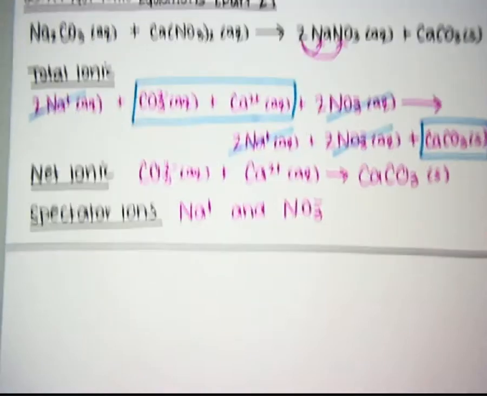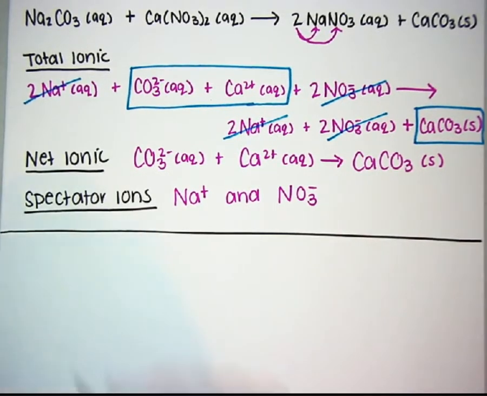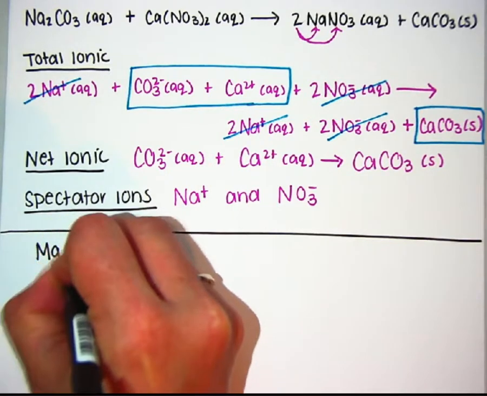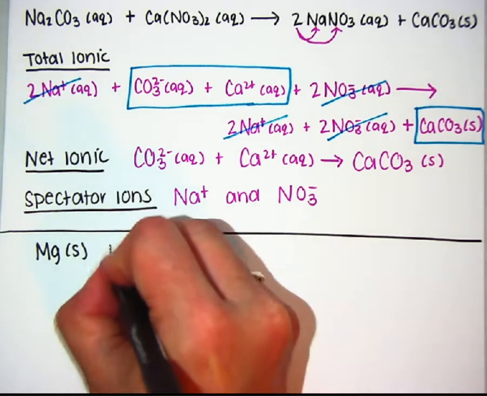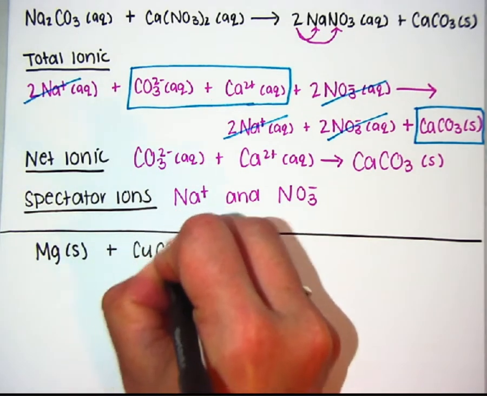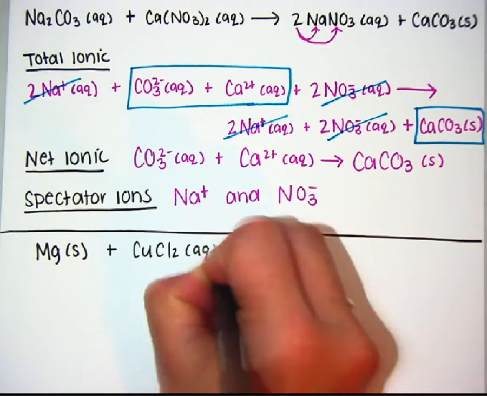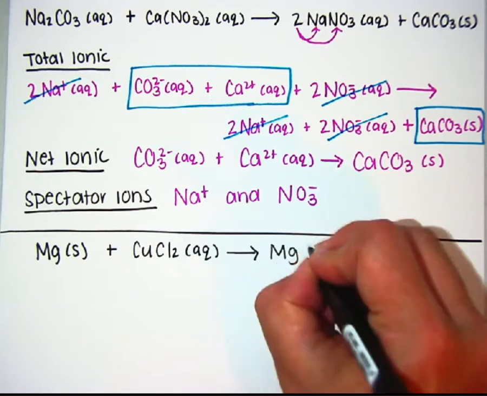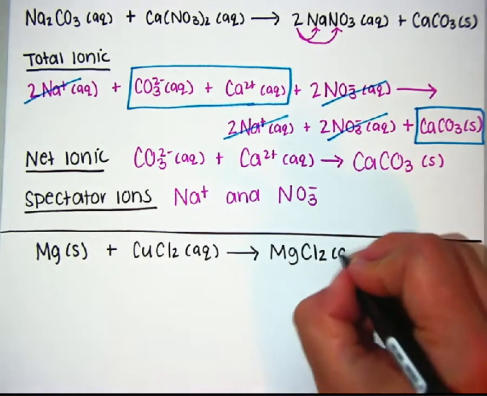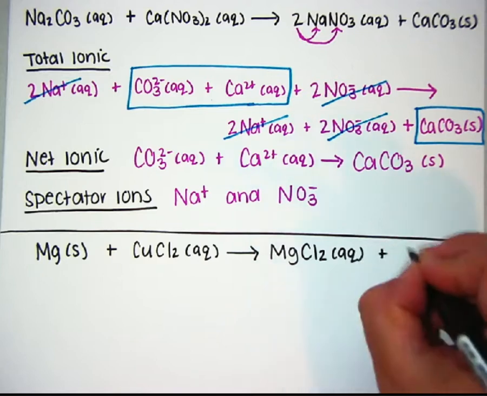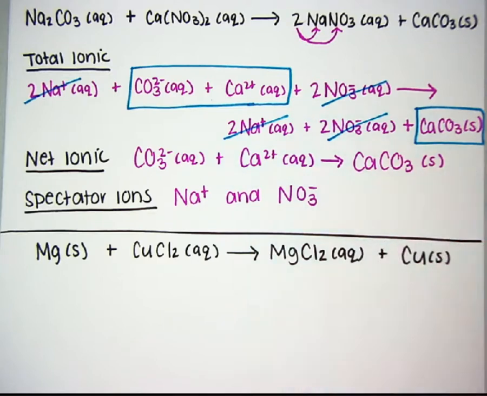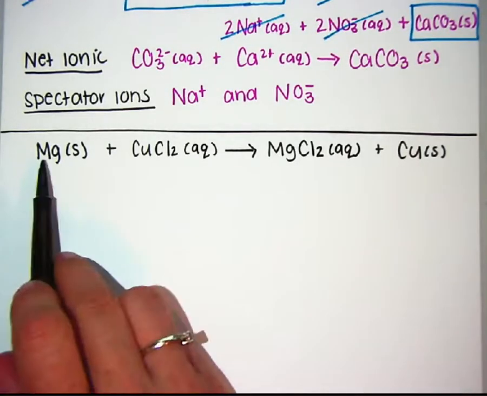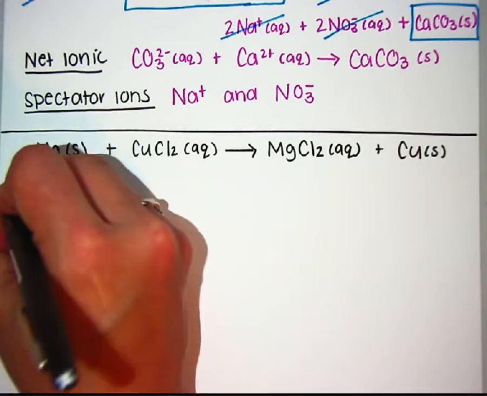Number 2. We haven't done a single displacement reaction yet. And again, for today, I'm going to give you the molecular. Let's say we had magnesium plus copper 2 chloride producing magnesium chloride plus copper. So this is a single displacement reaction. Magnesium is going to go in and displace copper.